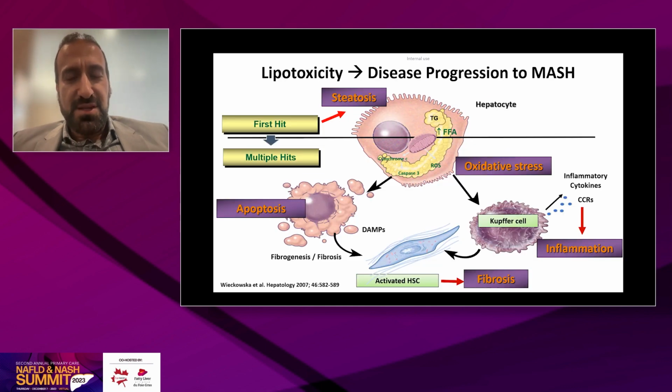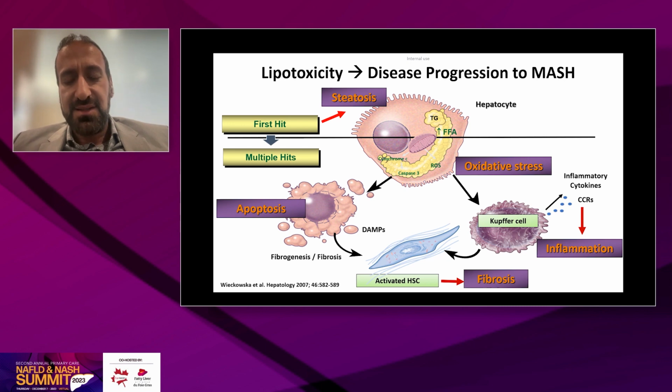So the first step, as I mentioned, is the buildup of lipids within the hepatocytes, or steatosis. But then the process of lipotoxicity leads to disease progression to metabolic dysfunction-associated steatohepatitis, or MASH. The first hit is lipid loading into the hepatocytes. But then through an increase in saturated fatty acids and other lipotoxic lipid species, the hepatocytes become injured and sick. They undergo a process called apoptosis, which is programmed cell death.